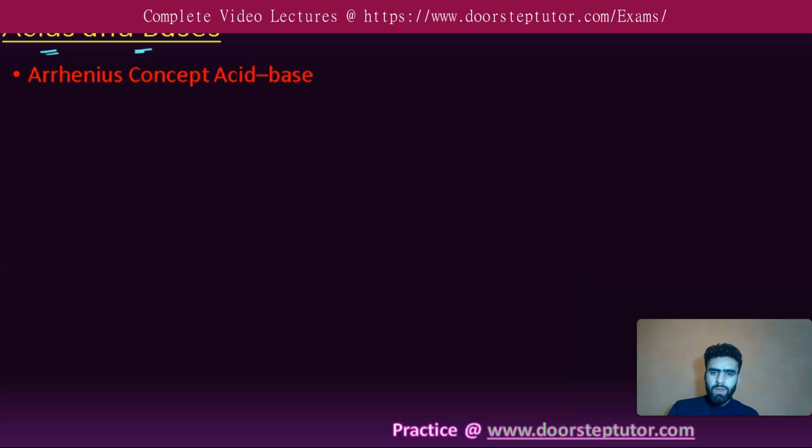So in this lecture we will be starting a new chapter, acids and bases. Before looking at acids and bases, there are many concepts which will help us to define what acids and bases really are. The first concept proposed in order to define acids and bases was the Arrhenius concept of acids and bases. According to Arrhenius, there are separate definitions for acids and bases.